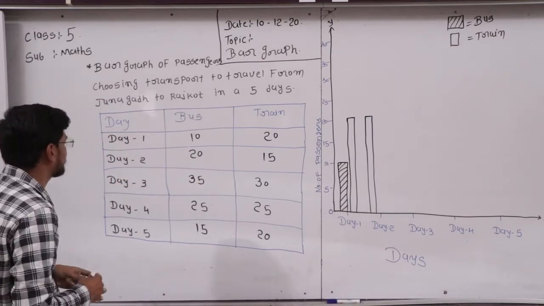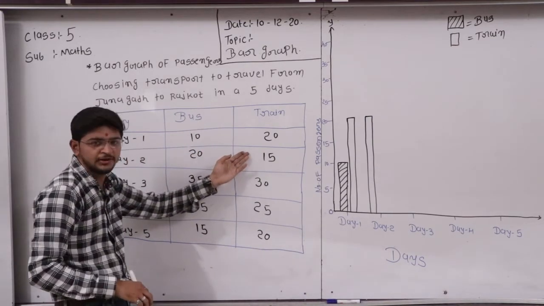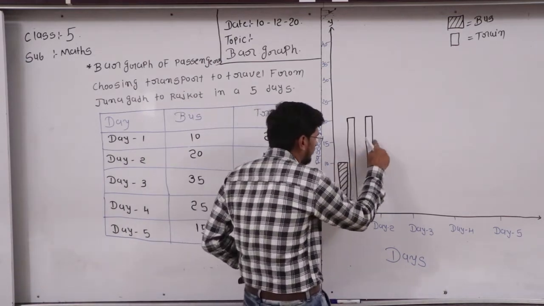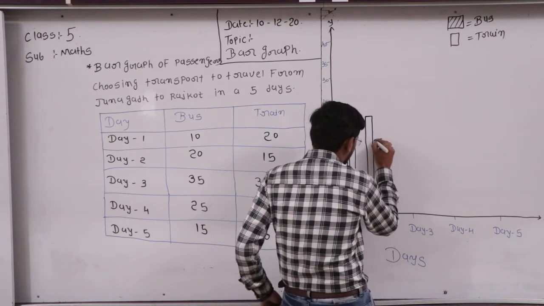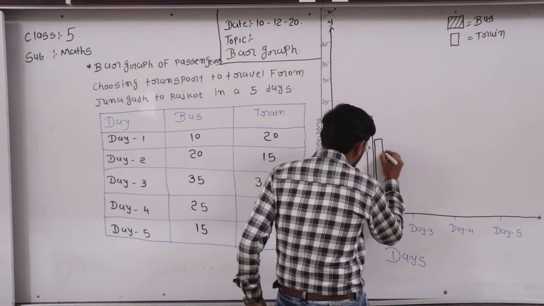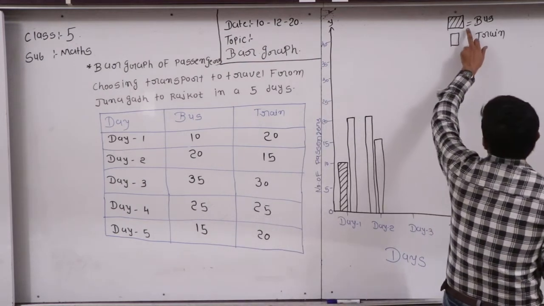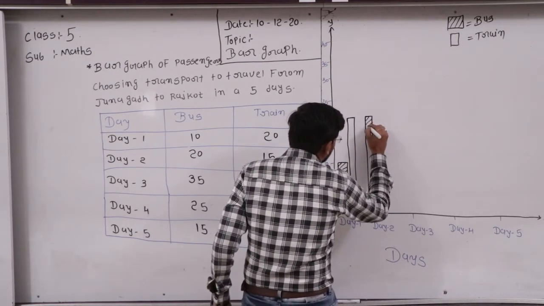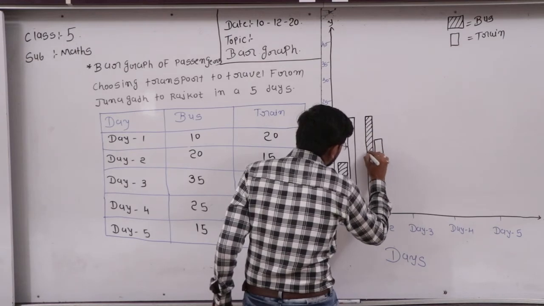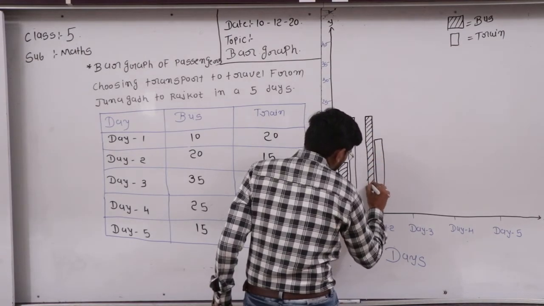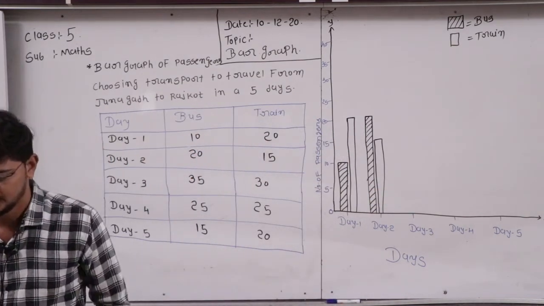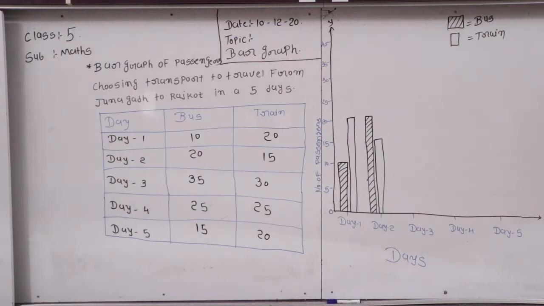Right? And how many passengers choose a train on day 2? 15. So once again find out day 2 on the x-axis and 15 on the y-axis. So we can see that here is our 15. So we draw here the second bar graph for day 2. We choose a bar graph for a bus like that, so it is our bus bar graph. So we do it like that. Right? We have done the bar graph for day 2.